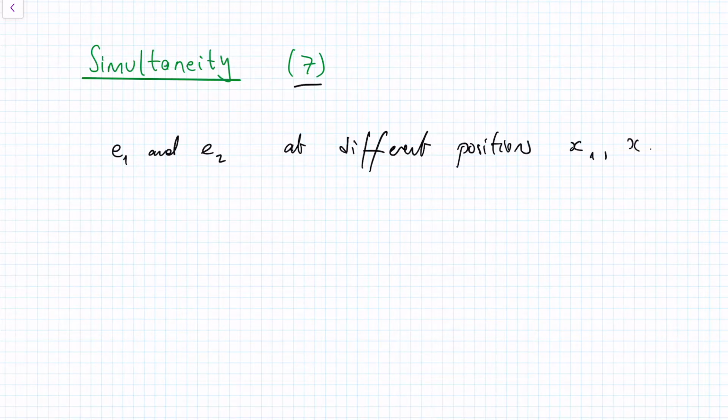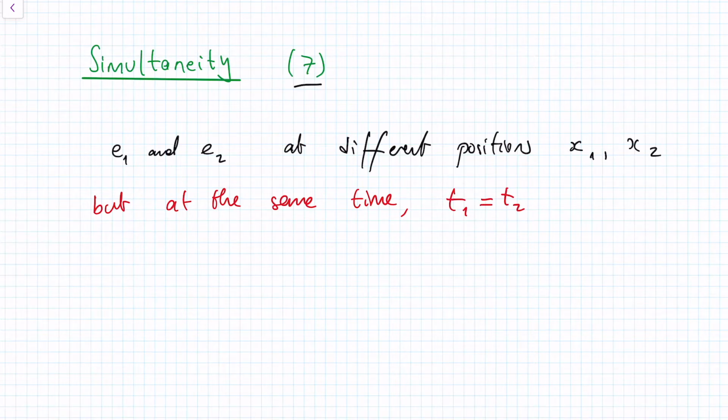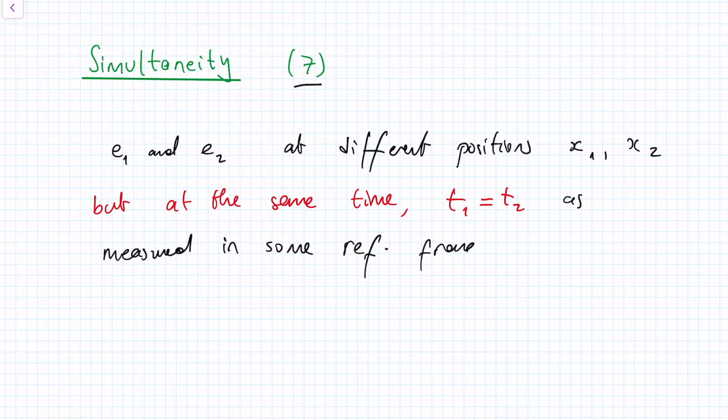Let's call them x1 and x2. They take place at different positions, but at the same time. In other words, t1 will equal t2. But of course, when we say at the same time, we have to identify that this is as measured in some reference frame. In some reference frame, these events are said to be simultaneous, in that reference frame.